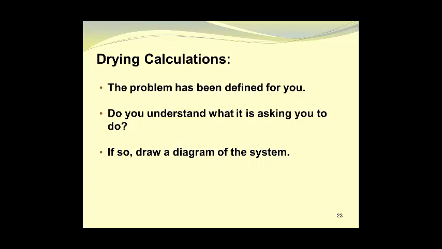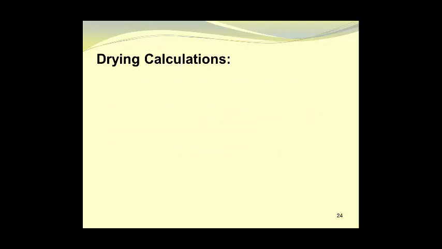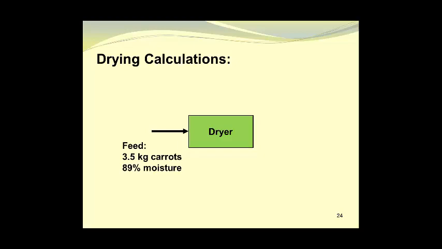This diagram does not have to be anything elaborate. In fact, the simpler the better. So let's begin by drawing a rectangle that we will label as being the dryer. We have a feed material going into the dryer, so we'll represent that by an arrow going into the dryer from the left-hand side, and we'll put on that what we know about the feed material. We know that we have 3.5 kilograms of carrots at 89.0% moisture.